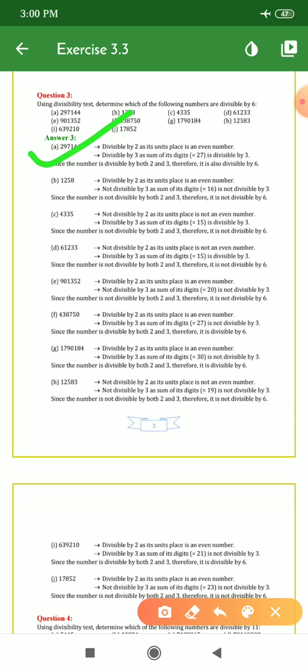1258. See, the unit place is 8, so it is divisible by 2, as its unit place is 8, or you can write it is an even number. Not divisible by 3, as when you add 1 plus 2 plus 5 plus 8: 2 plus 1 is 3, 3 plus 5 is 8, 8 plus 8 is 16. 16 is not divisible by 3, so the number is not divisible by both 2 and 3, therefore it is not divisible by 6. Because the rule for 6 says that if a number is divisible by both 2 and 3, then it will definitely be divisible by 6.